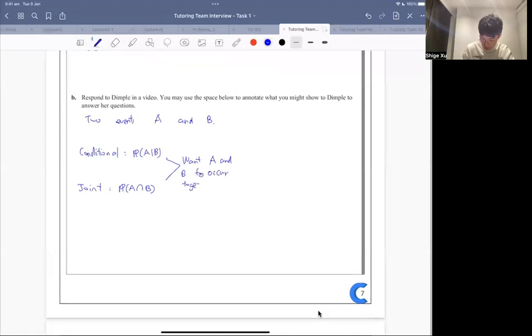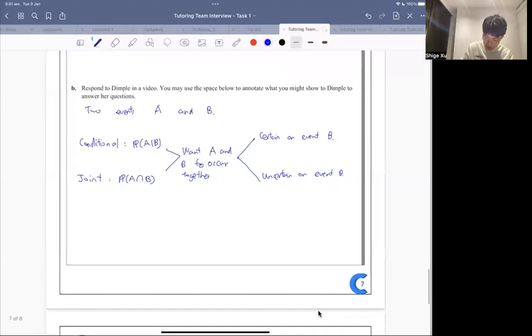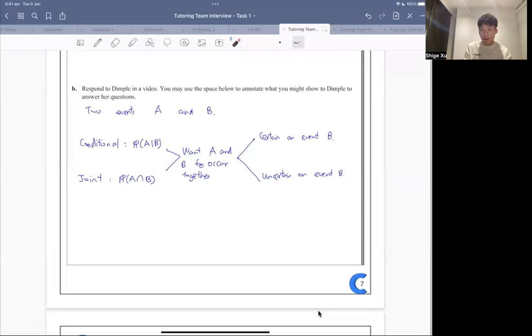together. But the difference is that conditional probability is certain on event B. So we know that B has occurred. But joint probability is uncertain on event B. We're not sure if B has occurred or not, and we're also not sure if A has occurred or not. So that's the difference. Conditional probability applies only if you are certain on one event.